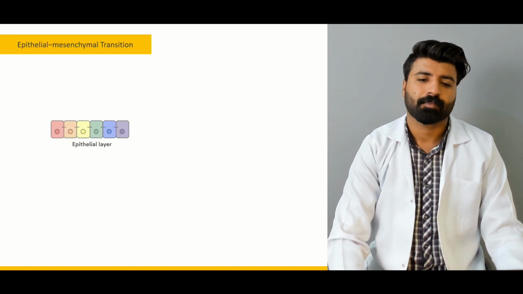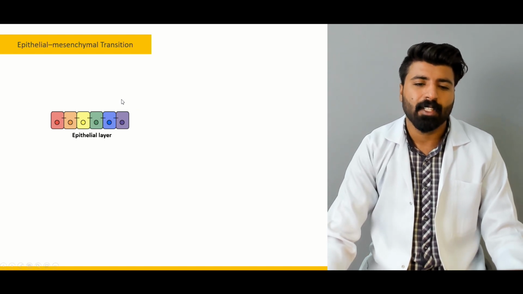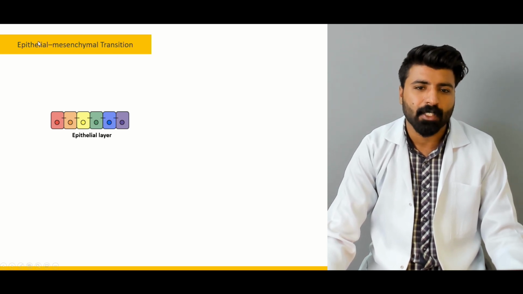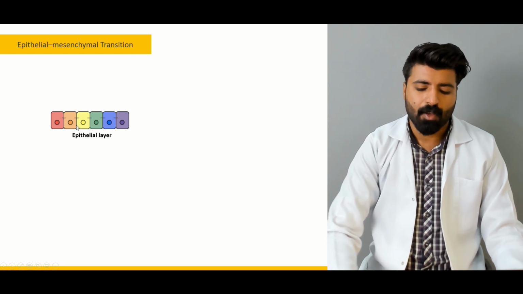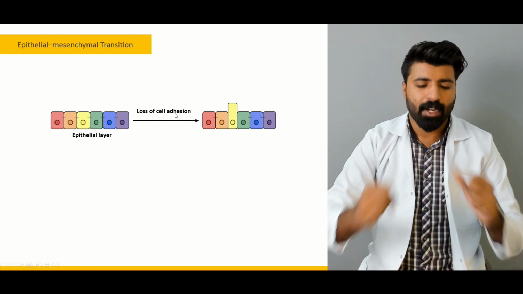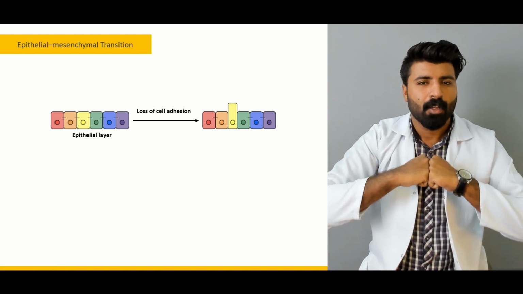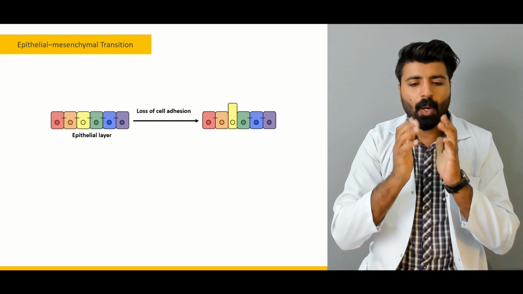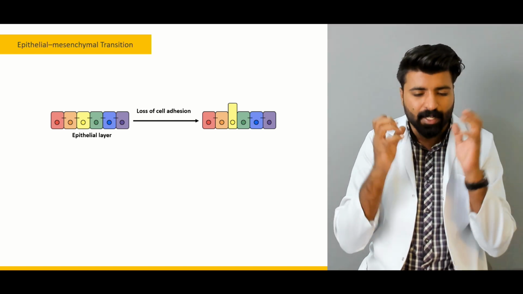Now we have epithelial mesenchymal transition. Now this is an epithelial layer. How does an epithelial layer convert into a mesenchymal layer? That's what this topic is about, epithelial mesenchymal transition. So what happens is that one of them loses the cell adhesion power. They adhere to each other like this. They're very tightly bound. One of them will lose that adhesion power. Now it's an empty space between all of those adherent structures.